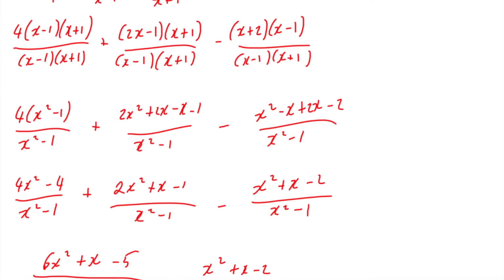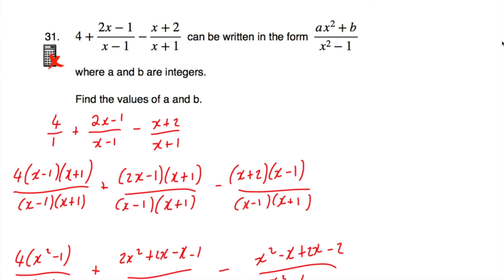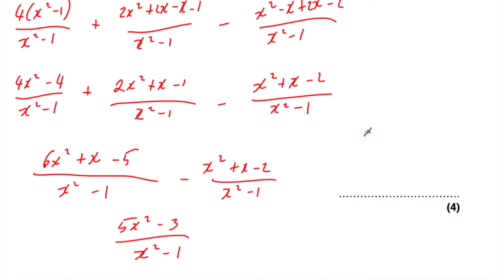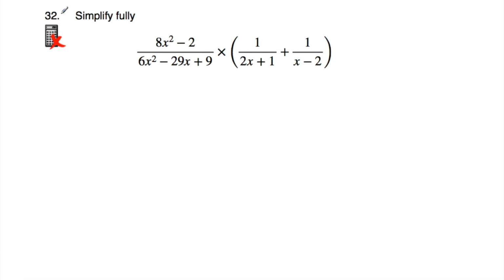Now the question said to find the values of a and b. So let's have a look here. Fantastic, it's in the right form. So a is going to be equal to 5. And b is equal to minus 3. And that's it. Okay, and let's have a look at our last question, question number 32.